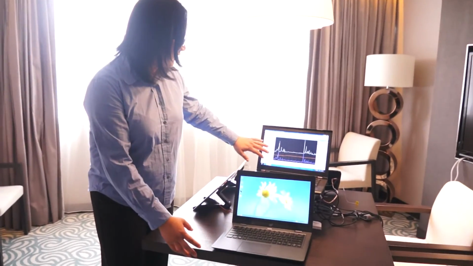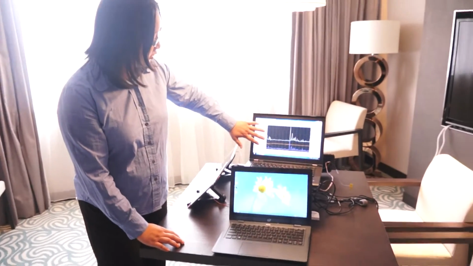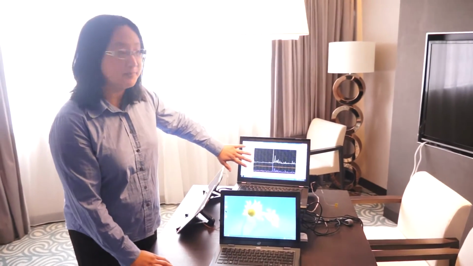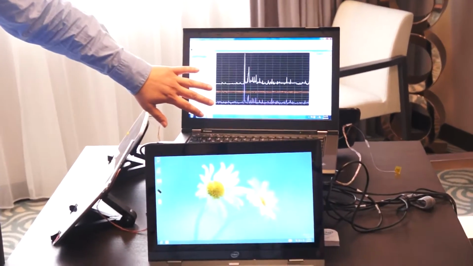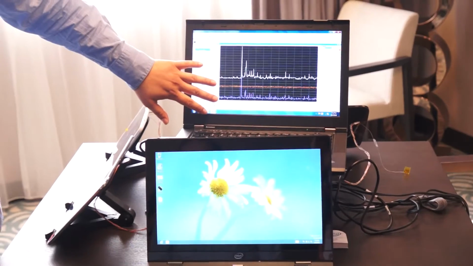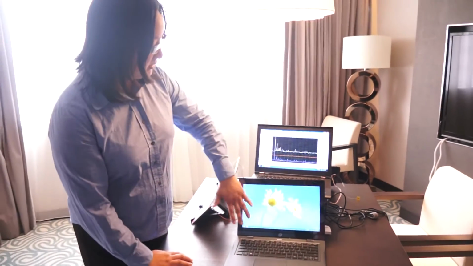And what we're measuring is power of this platform. The first top line is the total platform power measured at the battery. And then we have the display power portion of that. And then we have the SoC power for the full Haswell SoC. So right now it's idle in the desktop screen.